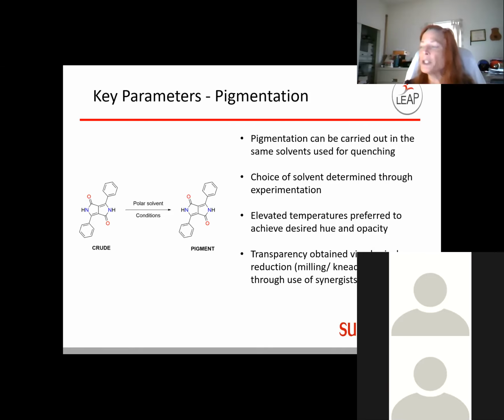Transparency can also be obtained by physical milling or a kneading process, or through the use of synergists and additives that we spoke about before. So there are a number of ways to impact the transparency that we are looking for.